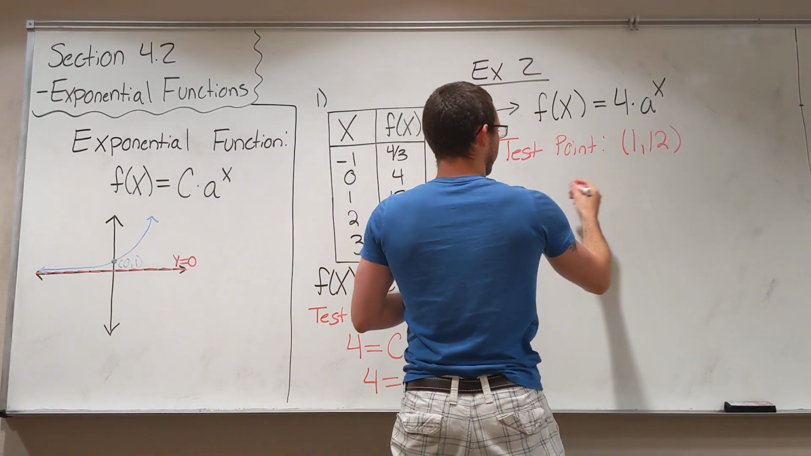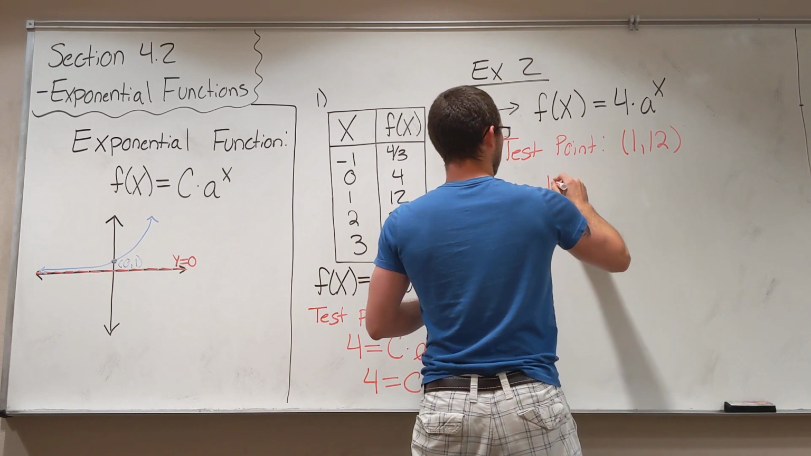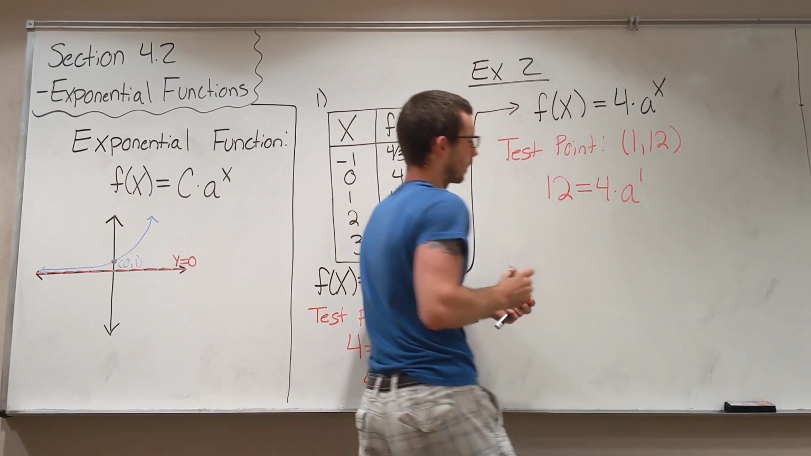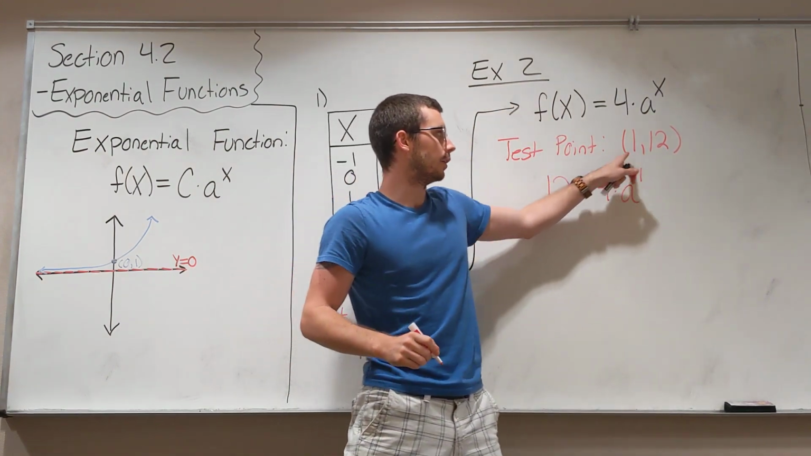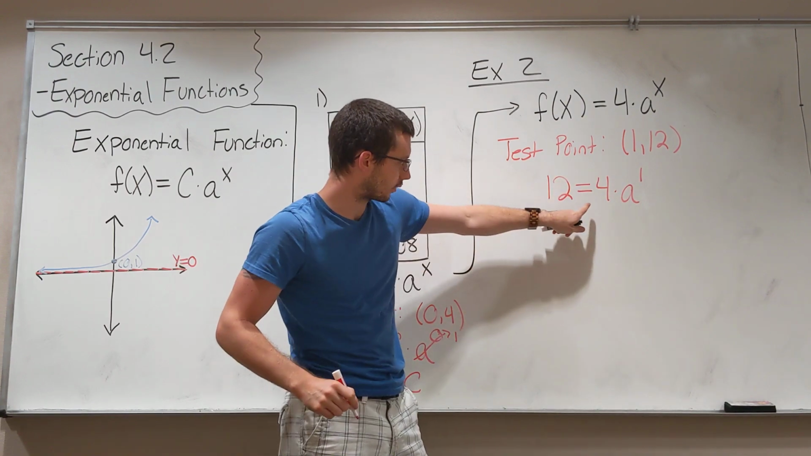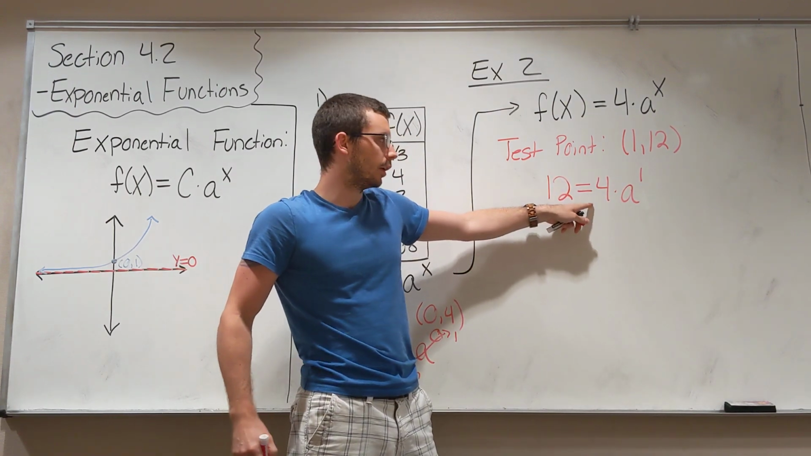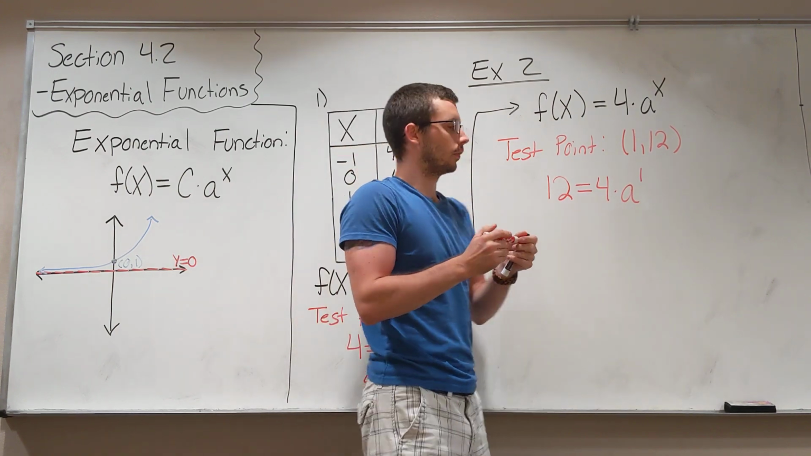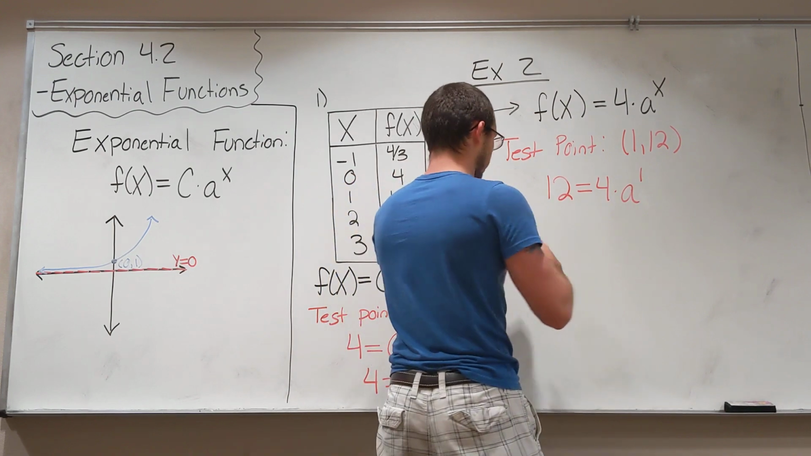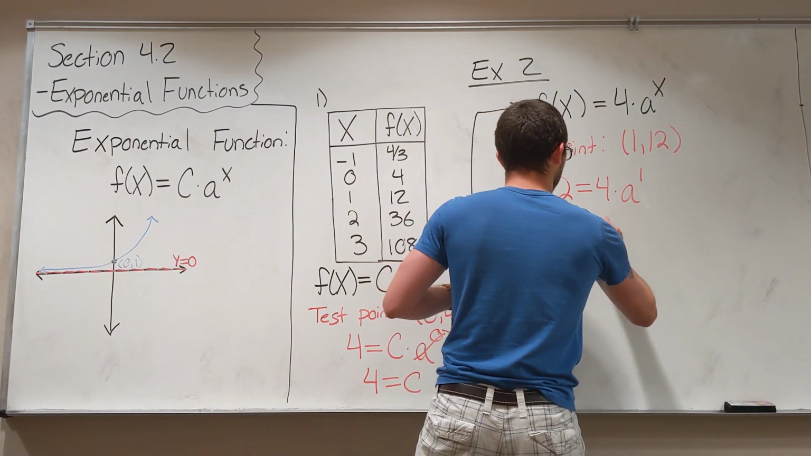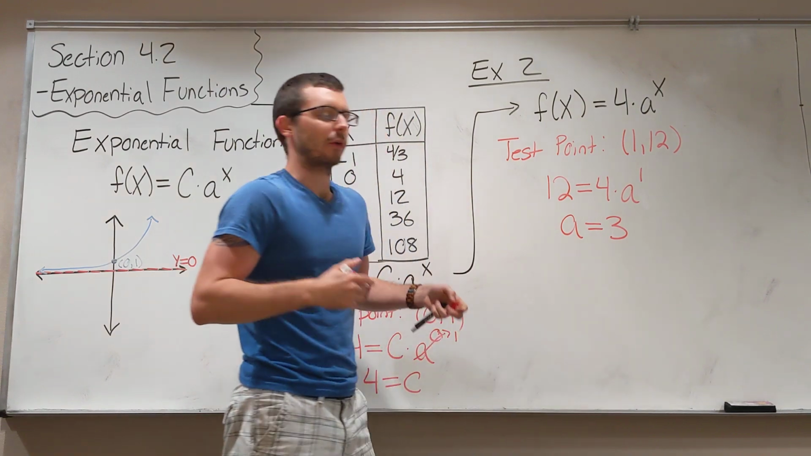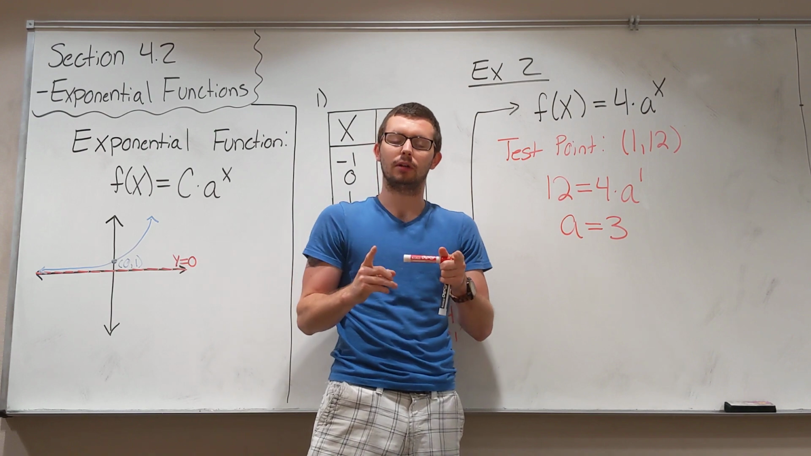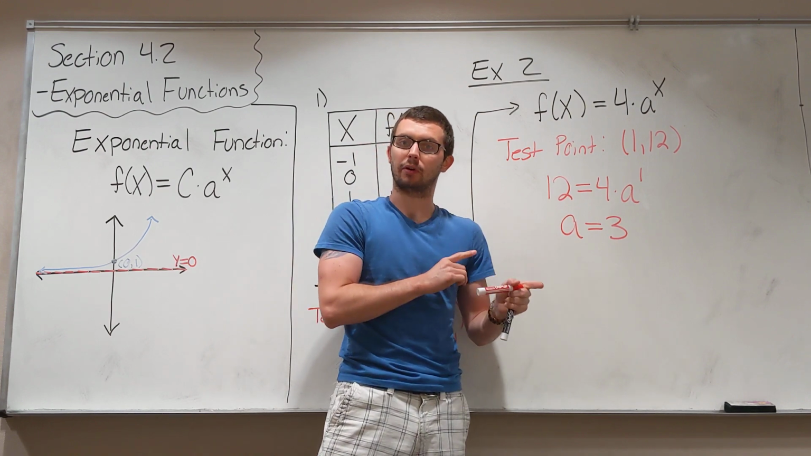So 1 here is x and 12 is y. And so now when we plug in 12 for y and 1 for x, we get precisely this expression here. So now it's just a matter of dividing both sides by 4 to get a by itself. And once we divide both sides by 4, we simply get that a is 3. But our answer is not a is 3. It does help, but remember, test point means we have to revert back to what we started with.